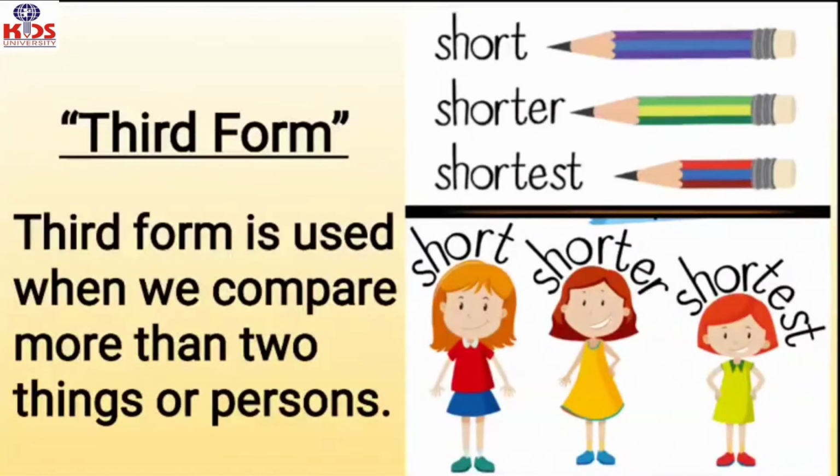In the same way, there are three girls in the picture, but there is a difference between them. The difference is in their sizes. First girl is short, second girl is shorter, and the third girl is shortest. So here we have compared three things and three persons with each other.